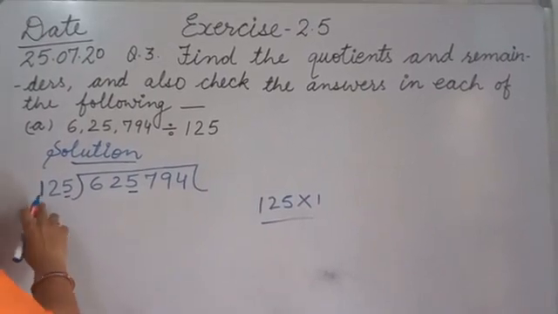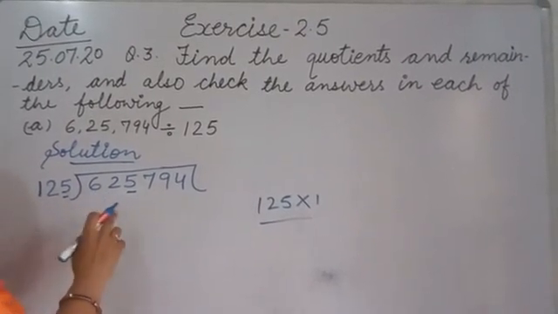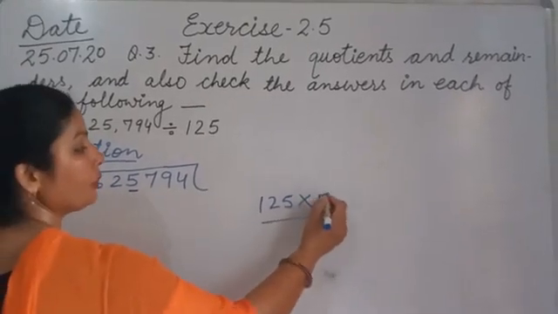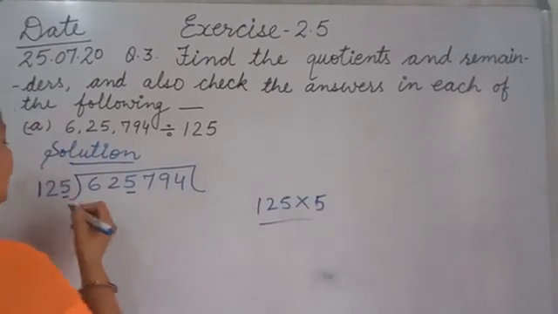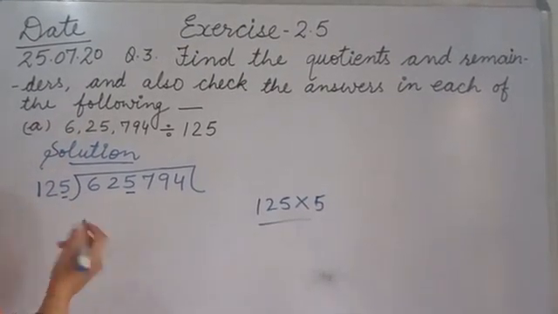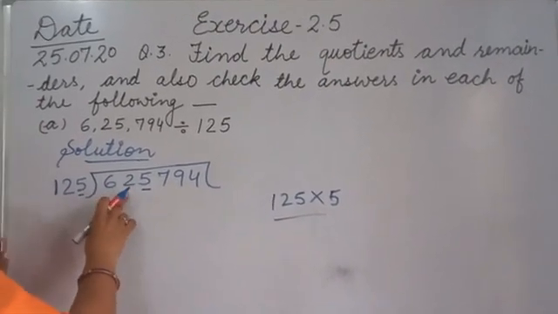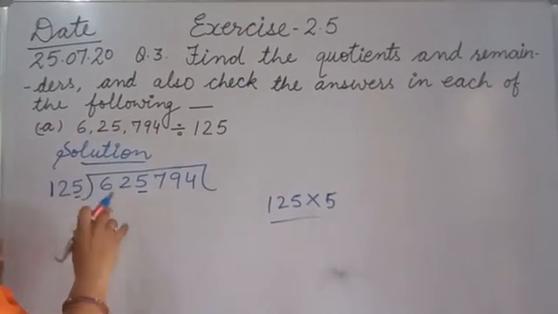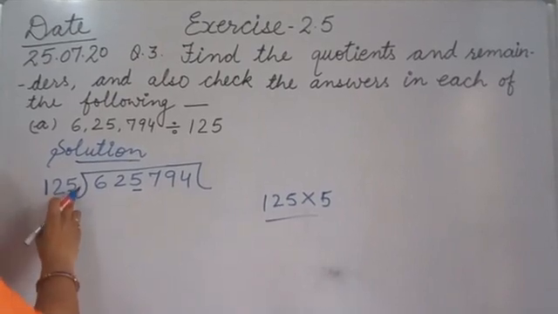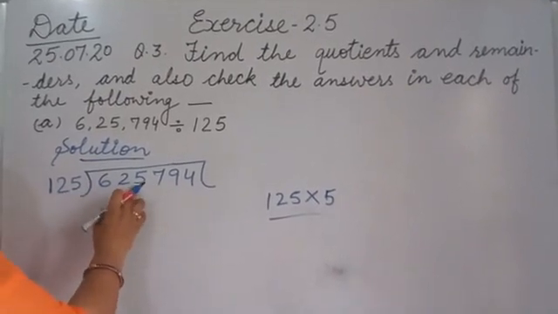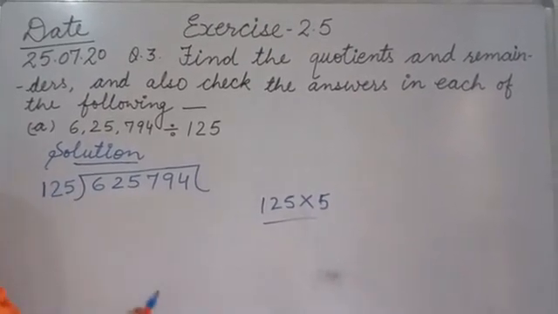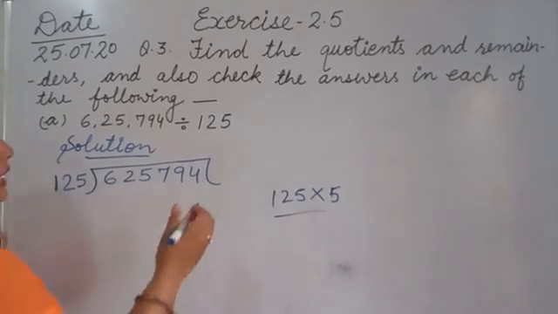So we know that 12 5's are 60. That means we will take on the 5. 125 on 5 number, because 12 5's are 60. 60 is smaller than 125. So we get that at which number we will take the table. Okay. So now we know that on the 5 number we will take the table. So we write here 5.